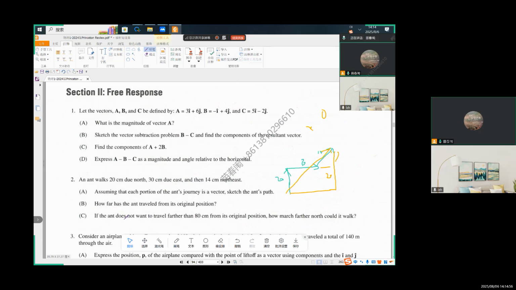C, if an ant... B is okay, right? You didn't know how to use trigonometry to get this? Yeah, I know now. Maybe you didn't find it before.